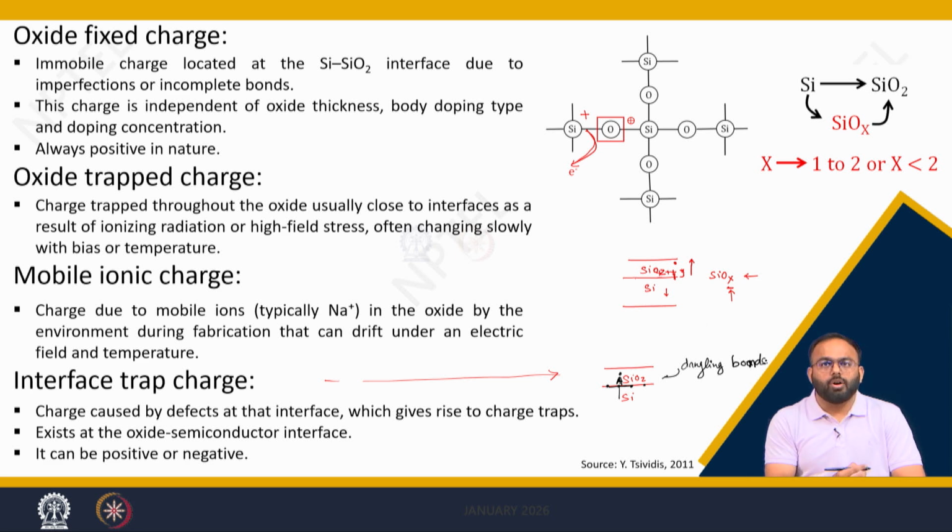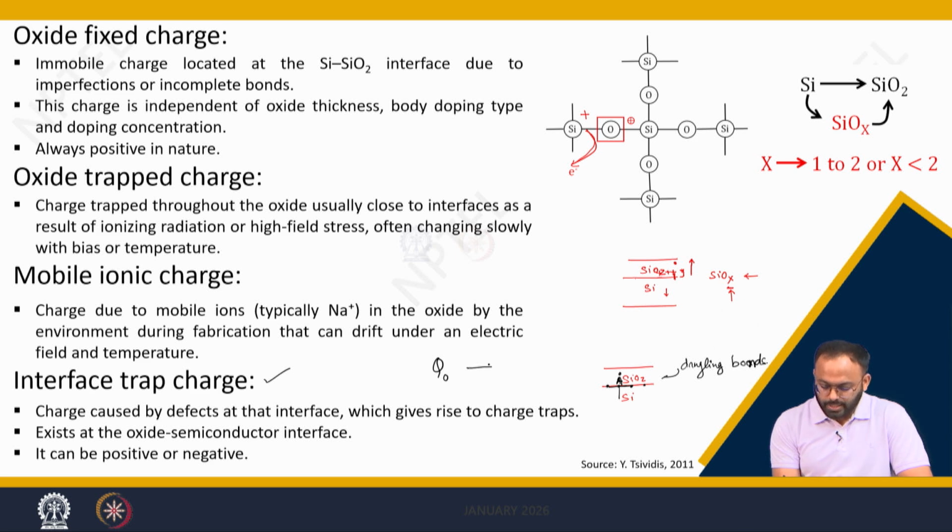Due to these dangling bonds, some kind of charges come into the picture exactly at the silicon dioxide interface. That is called interface trap charges. These trap charges can be positive or can be negative. All in all, as far as this course is concerned, we will consider all types of charges as nothing but Q naught, which is considered as a fixed oxide charge in the silicon dioxide, and we will consider it always to be positive in nature unless stated otherwise.